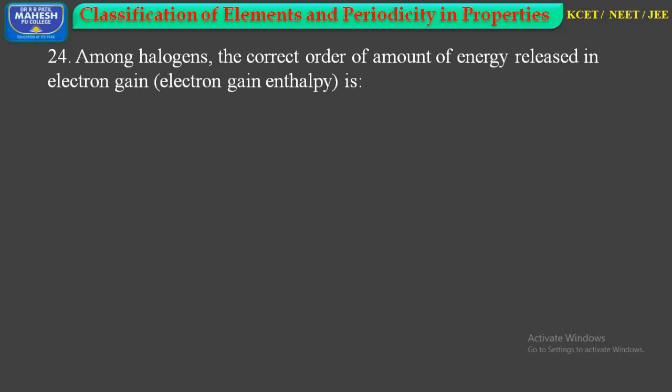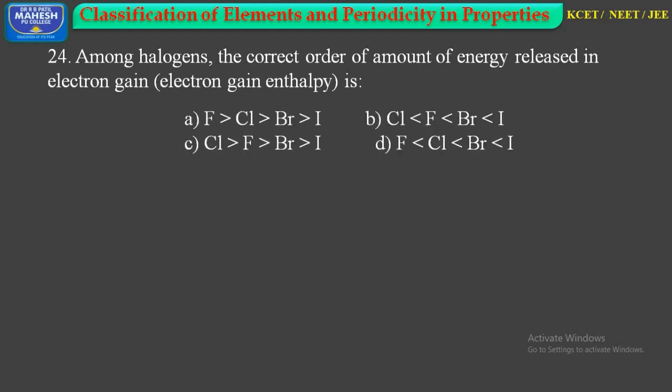Among halogens, the correct order of amount of energy released in electron gain, or electron gain enthalpy or electron affinity, is: option A, fluorine, chlorine, bromine, iodine in the decreasing order; option B, chlorine, fluorine, bromine, iodine in the increasing order; option C, chlorine, fluorine, bromine, iodine in the decreasing order; and option D, fluorine, chlorine, bromine and iodine in the increasing order.